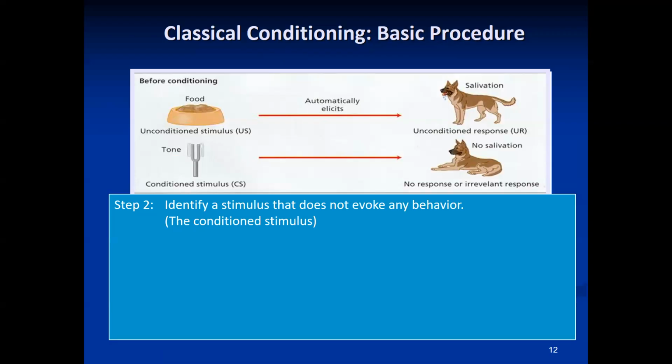Next, the researcher selects a stimulus that does not elicit a reflexive response. This stimulus is known as the conditioned stimulus. Conditioned means that learning will have to take place before it will elicit any response. In Pavlov's experiments, the conditioned stimulus was typically a buzzer, a metronome, or a note played on a harmonium. It is a myth that he used the sound of a bell.